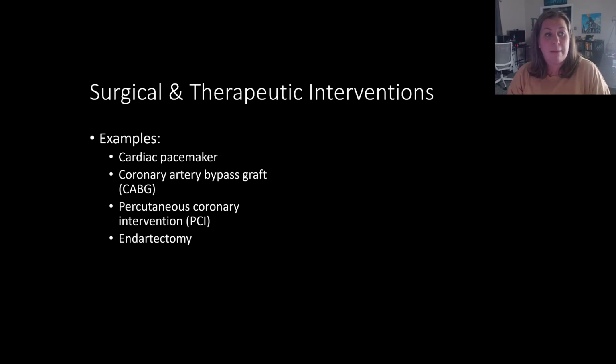Now, a PCI, or a percutaneous coronary intervention, is pretty invasive, but it's a non-surgical type of management. It involves the use of catheters that are inserted in the occluded or stenosed arteries, and it tries to compress the plaque and destroy it. Now, this can be done through lasers. They could implant stents this way. So there are a lot of different ways that they could use that.